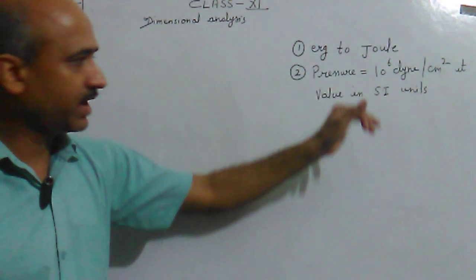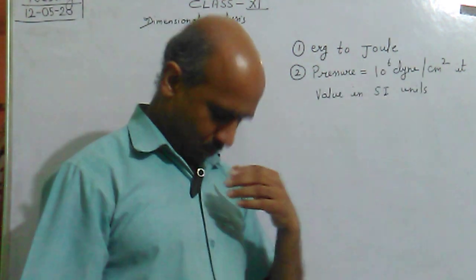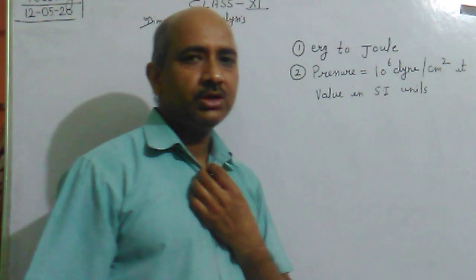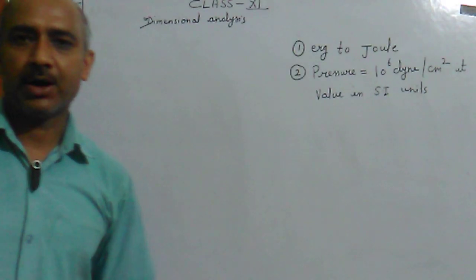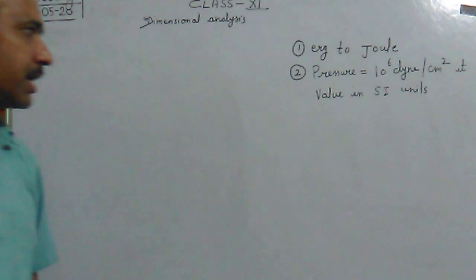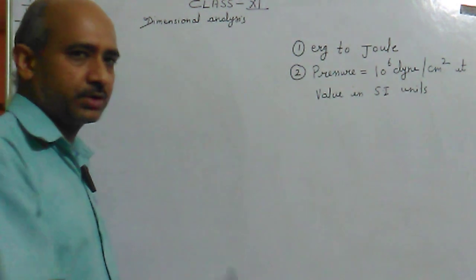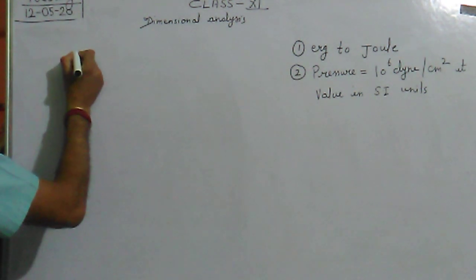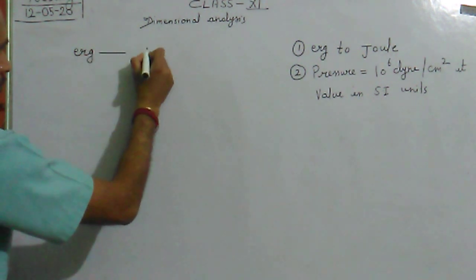And one more question we have taken. The pressure is given to us this much. What we have to do is convert its value in SI units. So SI units में उसको क्या करना है, तुमने convert करना है. So now starting with these two questions, let us start with the first question. So first question करना क्या है, we have to convert erg को convert करना है किसमें, joules में.